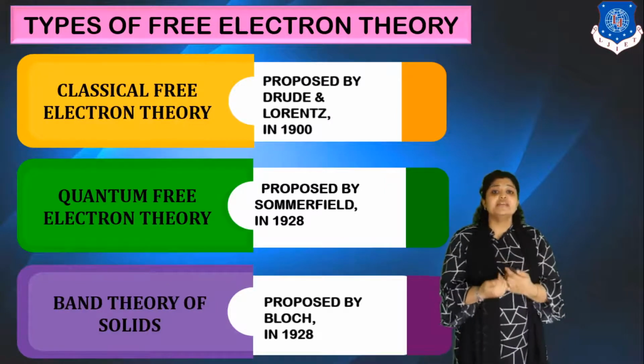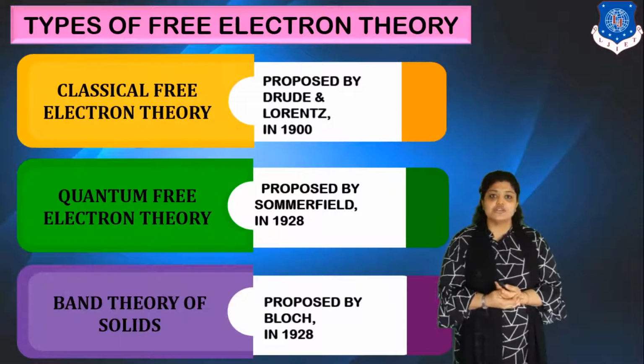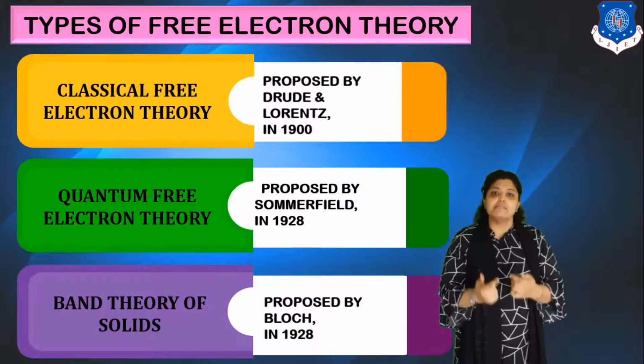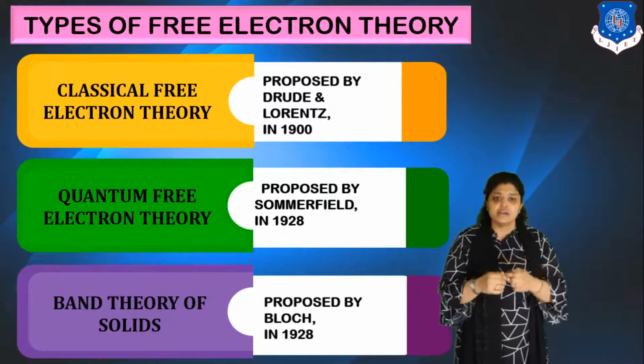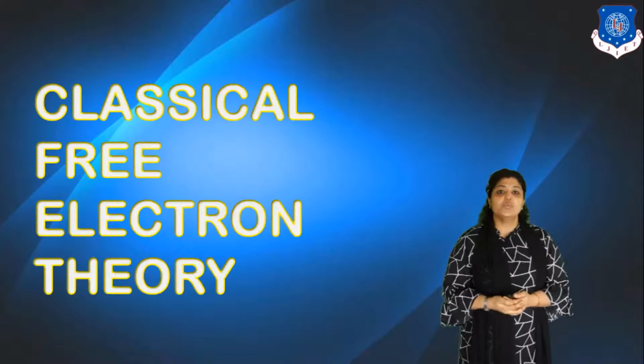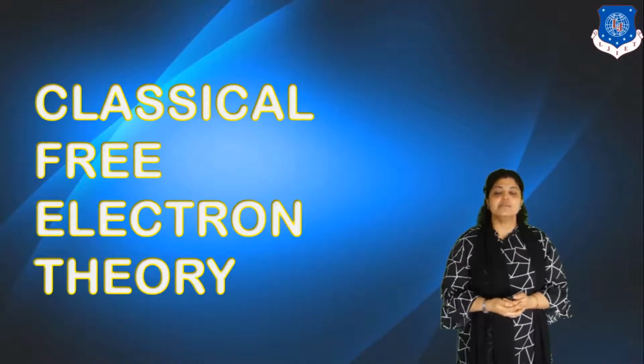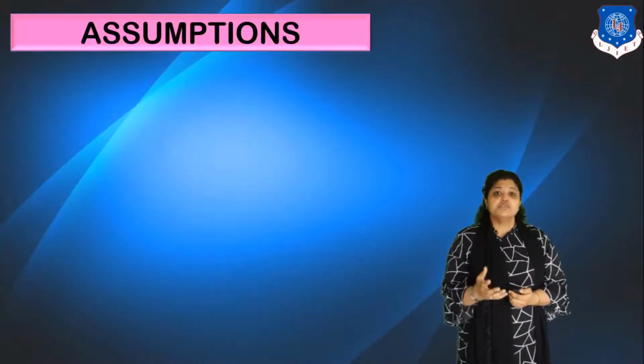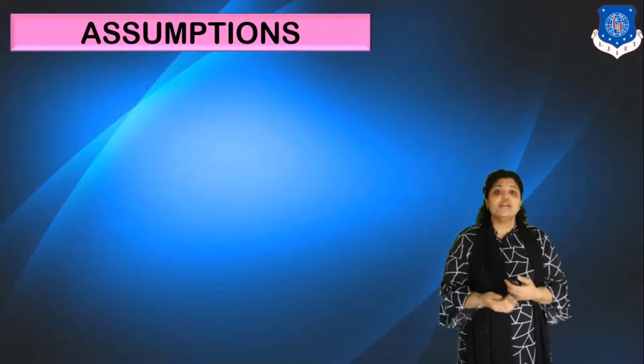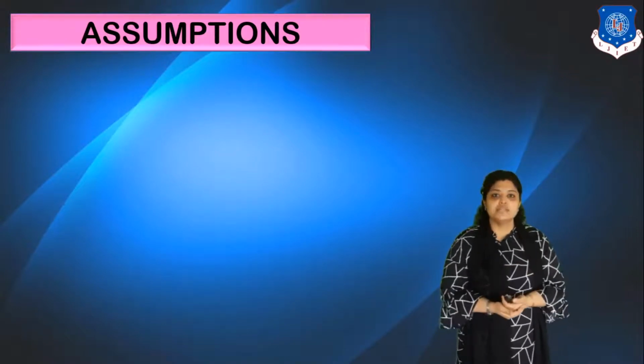But what we have in our syllabus is only the classical free electron theory, and we will be discussing the basics of classical free electron theory today. So let's start with classical free electron theory. I will be starting with assumptions. Now, what did Drude and Lorentz assume before they proposed this theory?